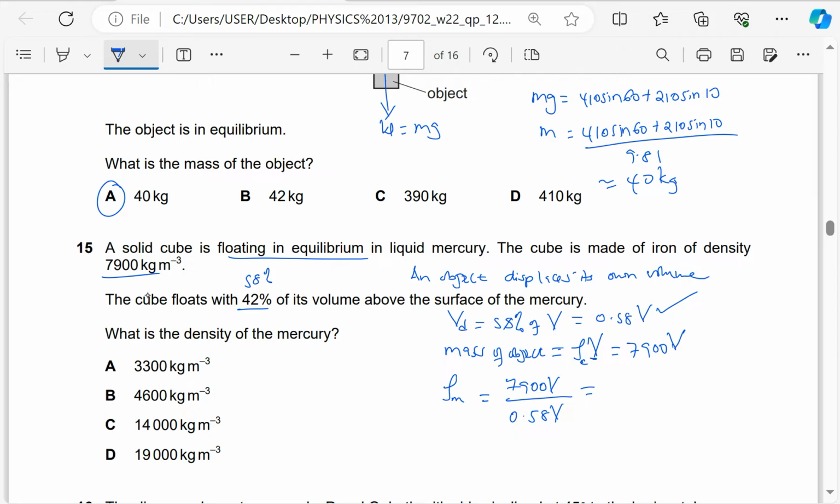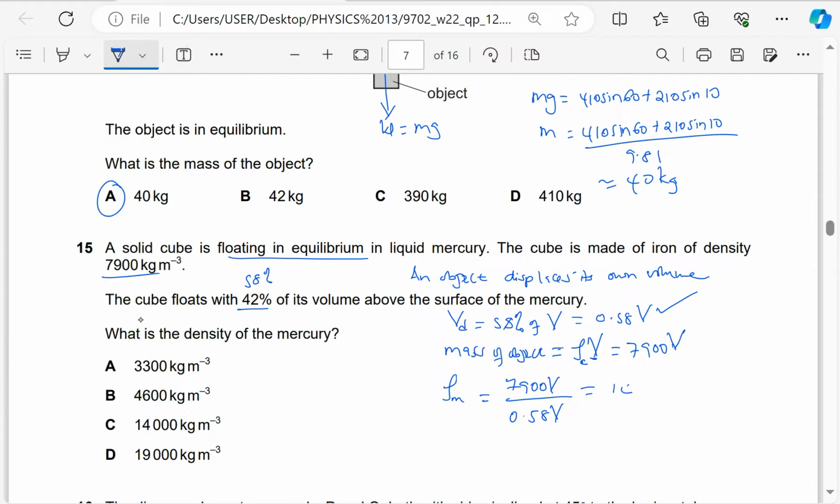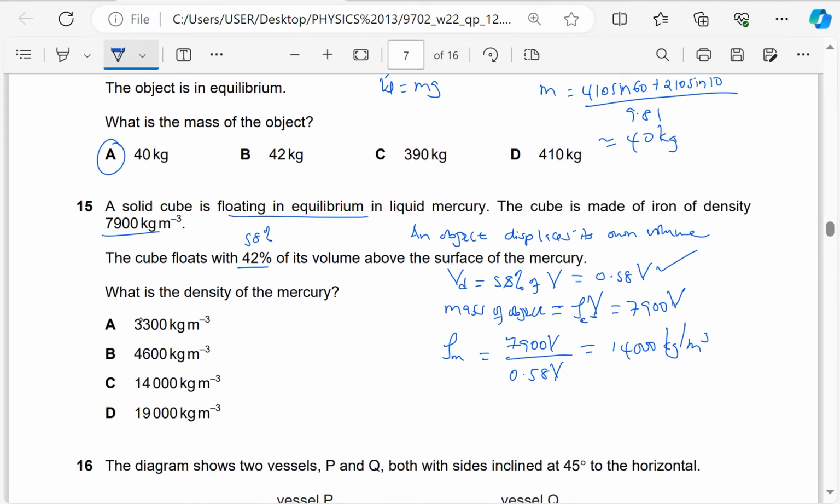This is going to give me, let me just press my calculator, 7900 divided by 0.58, which is 1000, that is 14,000 kilograms per meters cubed. So this means the answer here is going to be C.